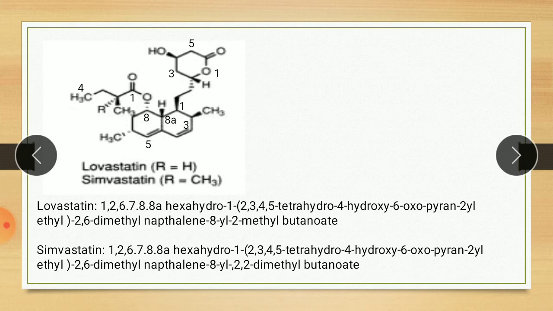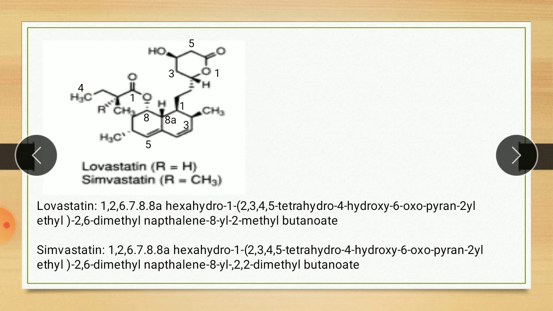Now see some examples of HMG-CoA reductase inhibitors along with their IUPAC names. Here first are lovastatin and simvastatin. In these two drugs the only difference is the CH3 group, where R1 equals hydrogen or CH3. In case of lovastatin R1 equals H, in case of simvastatin R1 equals CH3.